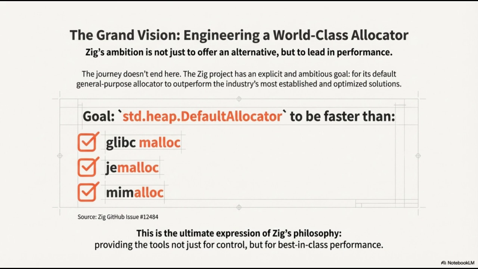As documented in GitHub issue number 12,484, our objective is for std.heap.DefaultAllocator to surpass the performance of glibc malloc, jemalloc, and mimalloc. This represents the ultimate expression of Zig's core philosophy, providing the tools not only for total control, but for achieving best-in-class performance.